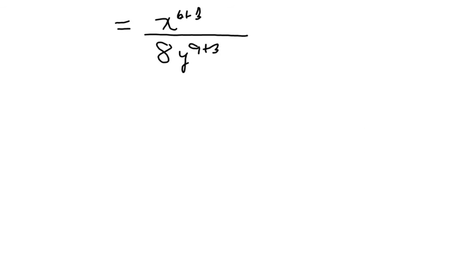Since we have multiplication of like bases in the numerator, we can add together our powers to get x to the 6 + 3. We know that 2 cubed is equal to 8. And finally, our two y's are like bases in the denominator, so we're going to get y to the 9 + 3. And simplifying this, we get x to the power of 9 in the numerator, and 8 times y to the 12 in the denominator.